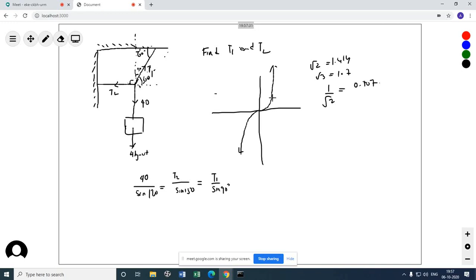So I got T1 as 800 root 3 by 3. Calm down. No. T1 should be around 45 to 50, 45 Newton. T2 around 22, 23. So I have not converted into decimal. Please wait. Give me the rough answer.